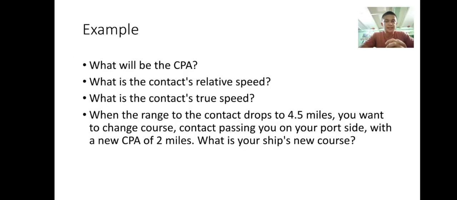So, this is an example of manual radar plotting. The first question is, what will be the CPA? What is the contact's relative speed?